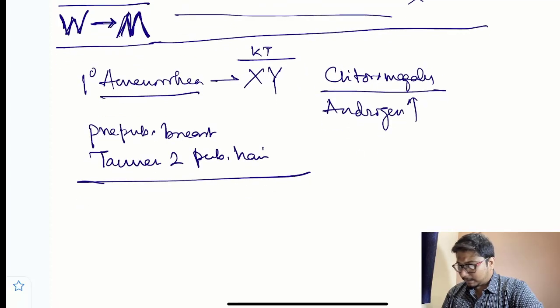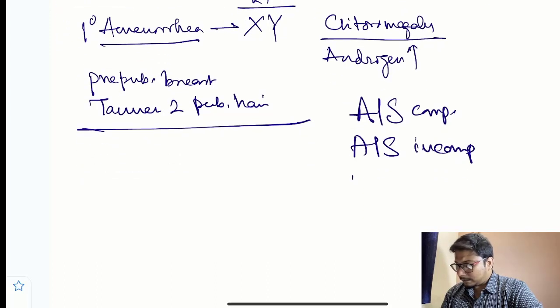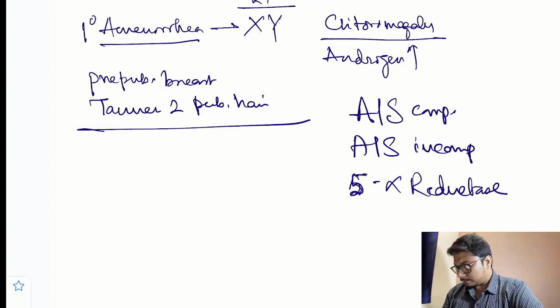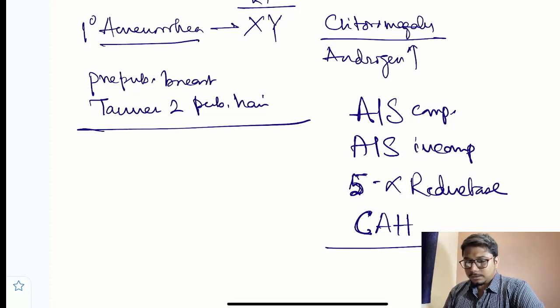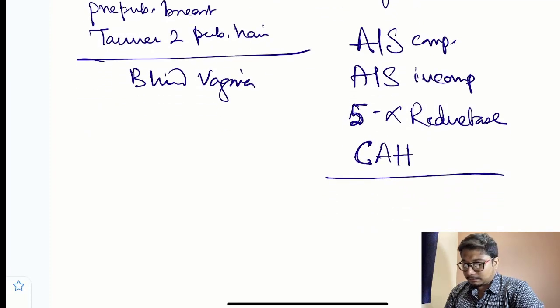So the options were, I think, complete AIS, AIS incomplete, then 5 alpha reductase, and congenital adrenal hyperplasia. So remember, if you are seeing a primary amenorrhea, oh yes, there was blind vagina. So what I taught you, the basic algorithm.